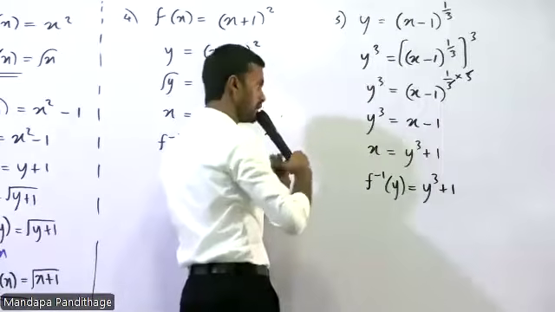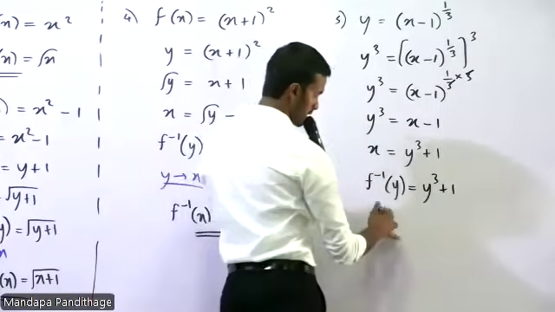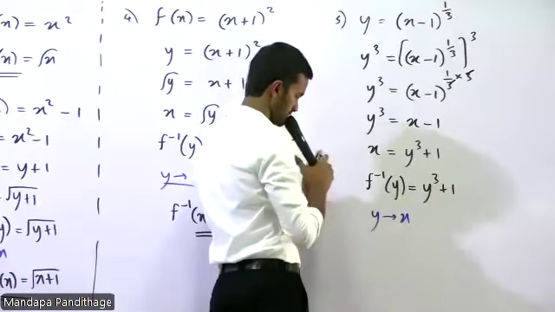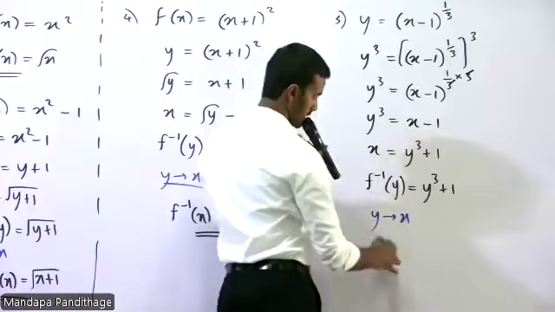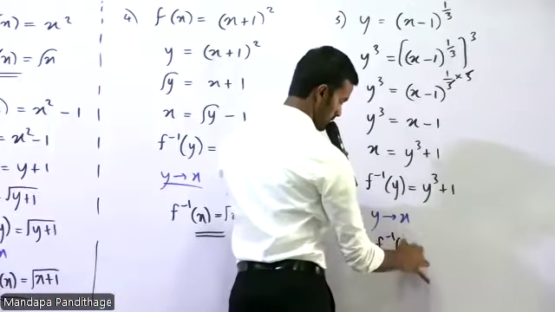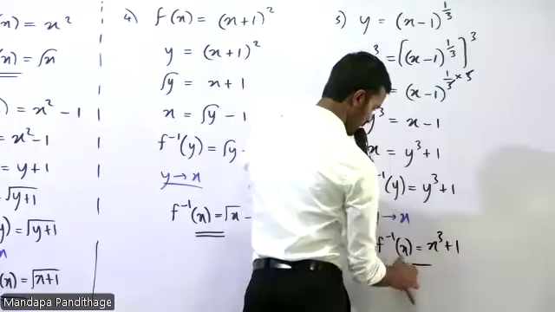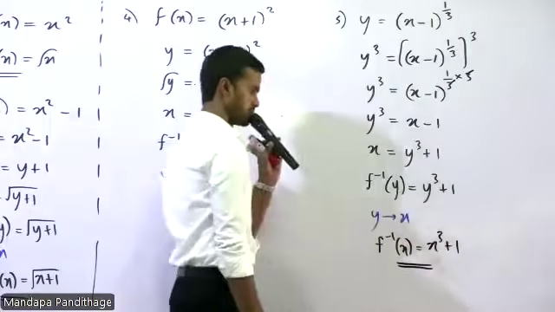Change the variable. Y changes to x, which means I have f inverse x is equal to x cube plus 1. Clear? F inverse x is equal to x cube plus 1.